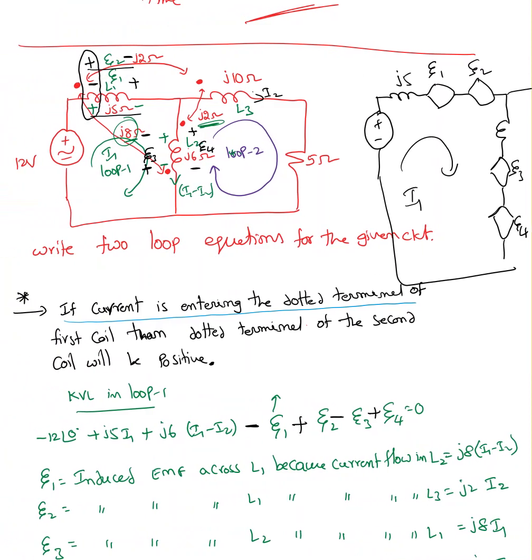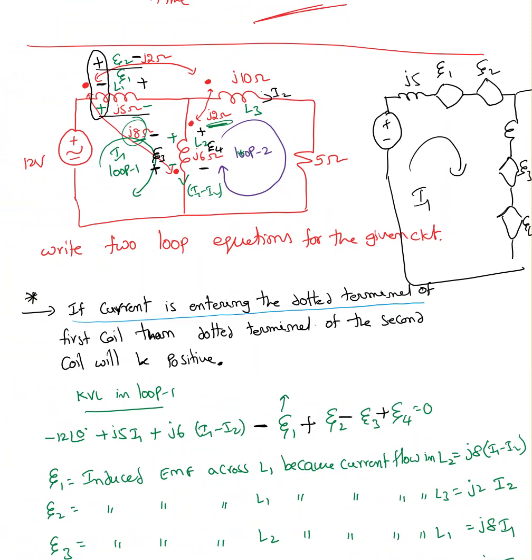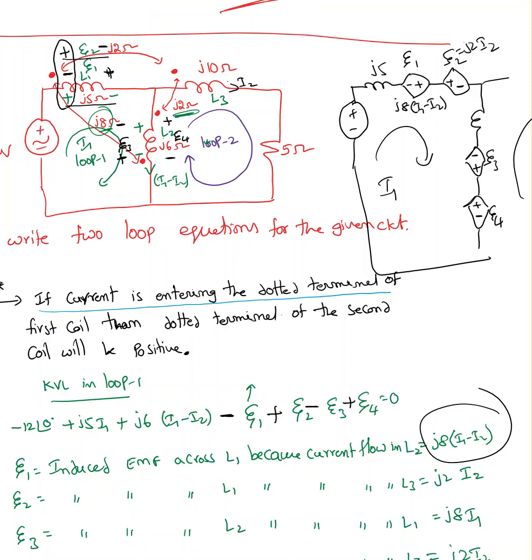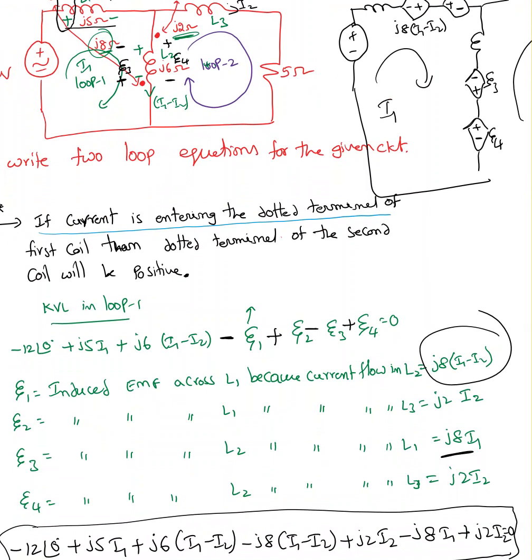So E1, which one is positive? For E1, I end up with this terminal negative and this terminal positive. E2, this terminal is positive and this terminal is negative. And E3, I have negative, positive. E4, positive and negative. What is E1? E1 is J8 times (I1 minus I2). E2 is J2 times I2. E3 is J8 times I1. And E4 is J2 times I1.